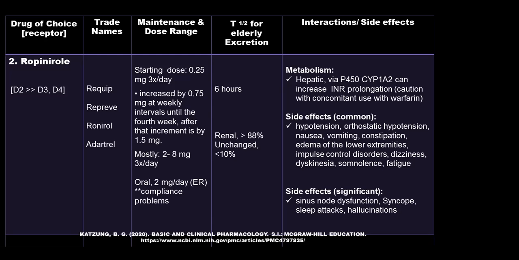So the starting dose would be 0.25 milligrams, which is given 3 times daily, and it is increased by 0.75 milligram at weekly intervals until the 4th week. After that, the increment is by 0.5 milligram, but mostly patients require 2 to 8 milligrams of the drug 3 times a day. Next, please.